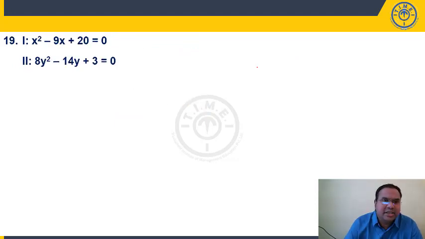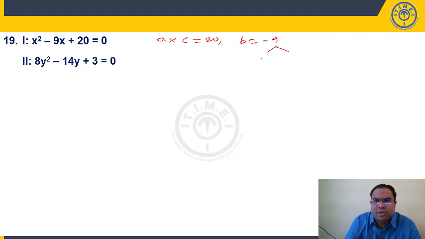19th question, students, x square minus 9x plus 20 is equal to 0. A into c is 20, b is minus 9. When a into c is positive, write b as sum of two numbers. Right, we can write it as 5 and 4, but we should get b as minus 9. So minus 5 minus 4. Minus 5 minus 4, sum is minus 9. Minus 5 into minus 4 is plus 20. Right, so roots: you have to change the sign. 5 divided by coefficient of x square, 4 by 1. So roots are 5 comma 4.